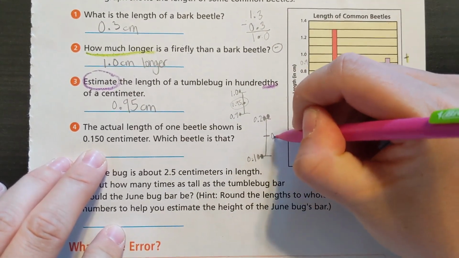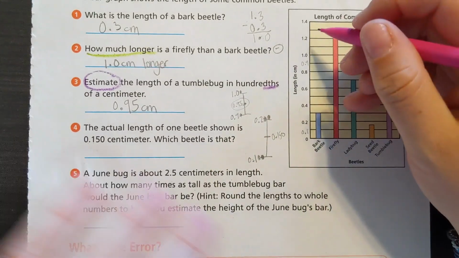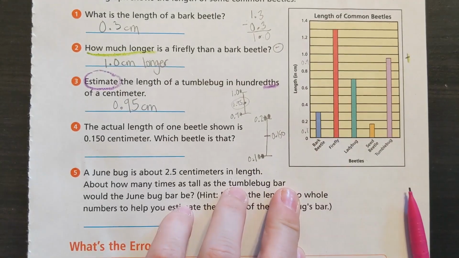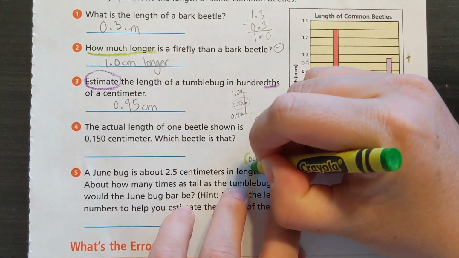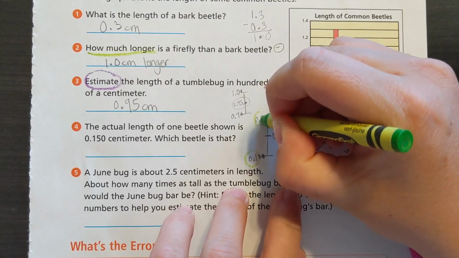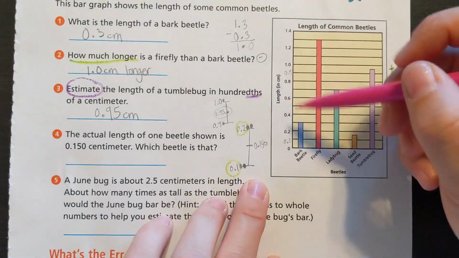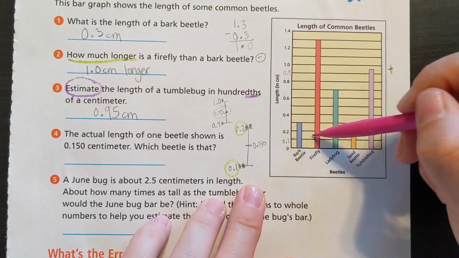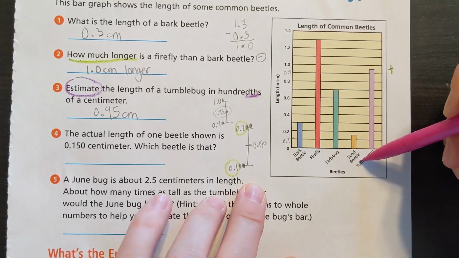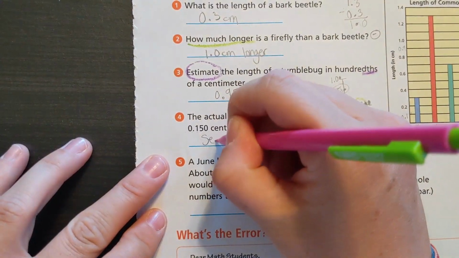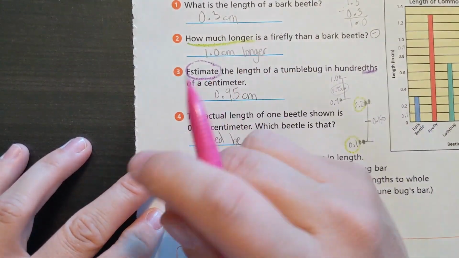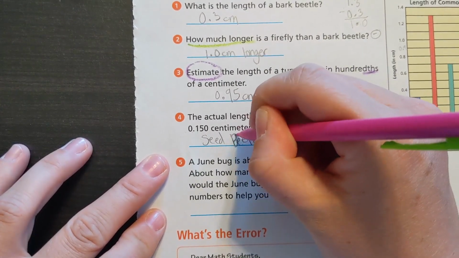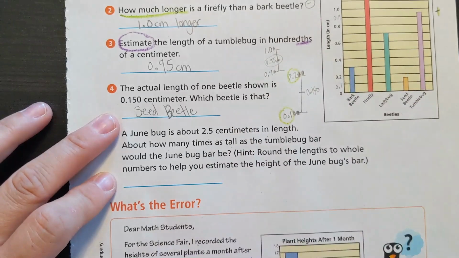So this is 0.150. What you're looking for is a number that was in between, I'm going to use my green, a number that was in between 0.1 and 0.2. Do you see a beetle graph that's in between 0.1 and 0.2? I do. It's the seed beetle. Did they capitalize beetle? They did. There you go. Seed beetle.